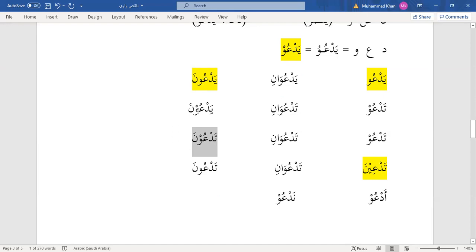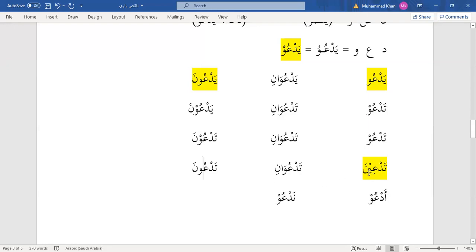And for the feminine, it is also yad'una, no change has taken place. And for the feminine second person, it is also tad'una. This is only a rare occasion where the masculine and the feminine plural are the same. However, we know that for the masculine plural there was a change, but for the feminine plural no change has taken place. If you look at it, yad'una, yad'una, tad'una, tad'una, they are the same. So this is easy to memorize, by the way.